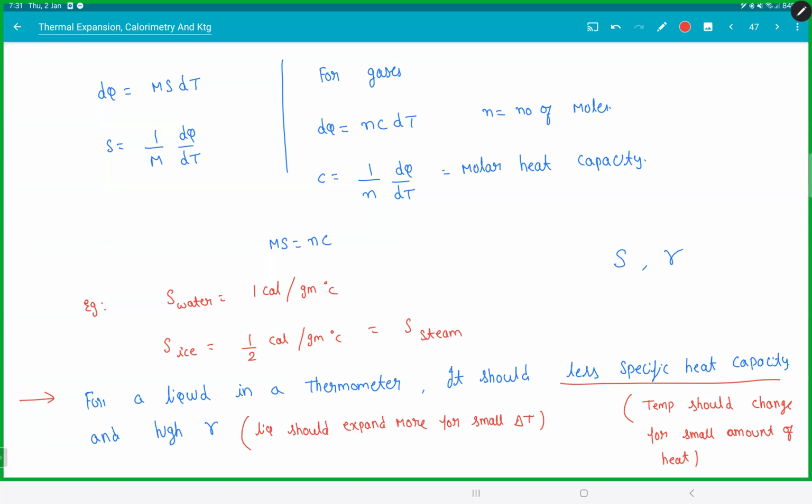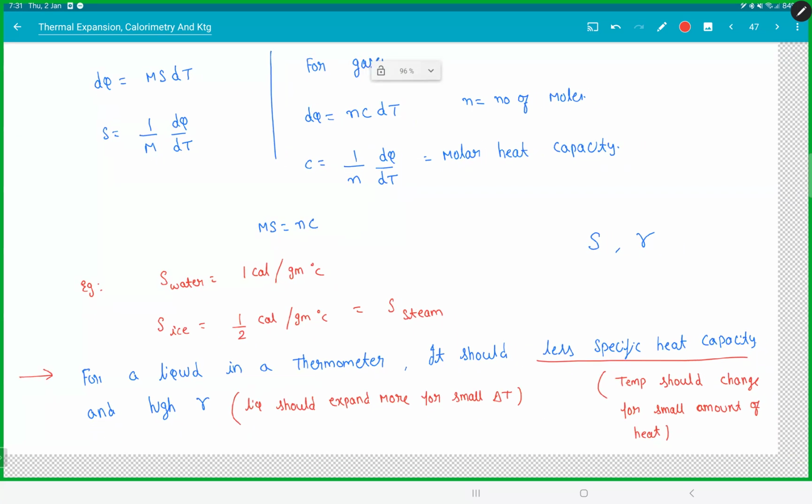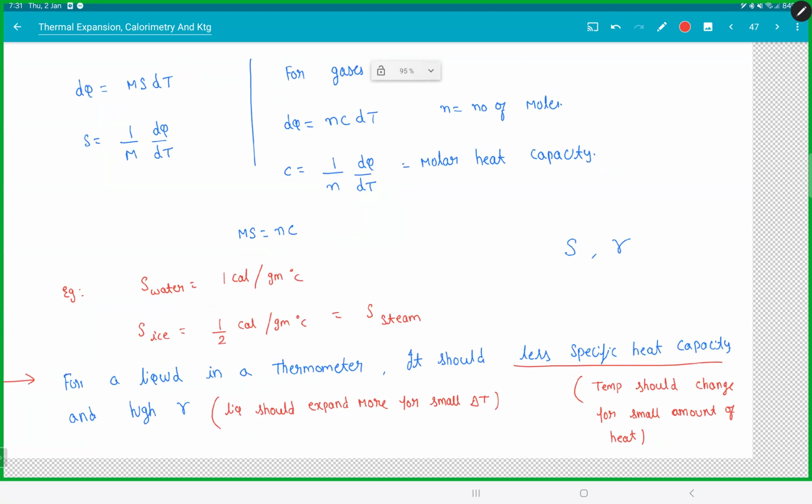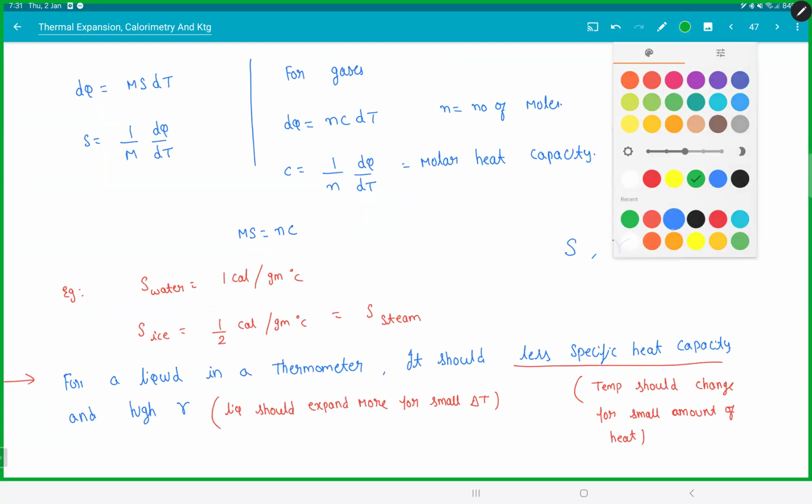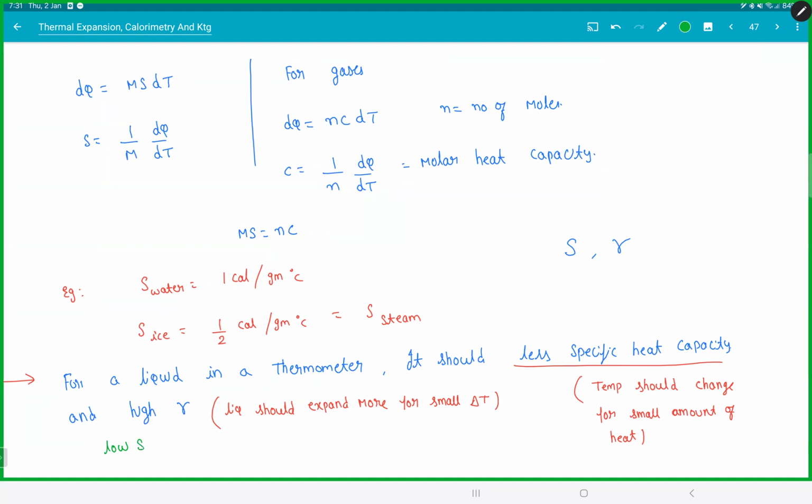They can ask you theoretical questions like this. So if this happens, the thermometer is more sensitive. So for low specific heat and high gamma, the thermometer is sensitive. Sensitive meaning you will react even for small changes. That is how you want an equipment to be. You want it to respond to as small temperature changes as possible.